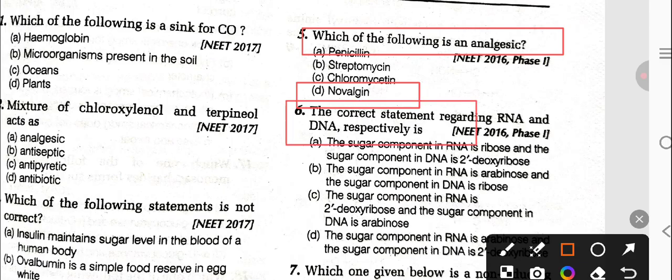The correct statement regarding RNA and DNA respectively is, so it is option number A, the sugar component in RNA is ribose and the sugar component in DNA is 2-deoxyribose. So the sugar in RNA is ribose and in DNA it is deoxyribose. So DNA is deoxyribonucleic acid and RNA is ribonucleic acid.